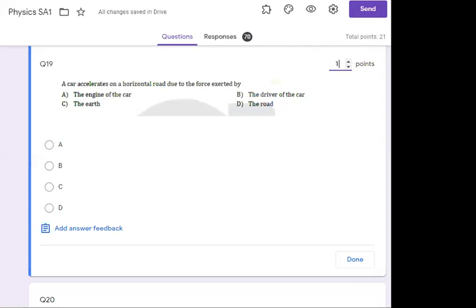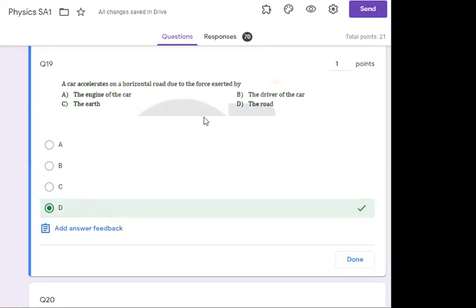Think about it, guys. It is D. Road friction के कारण होता है ना? Friction force के कारण move होता है, right? Friction कौन लगाता है? Yes or no? Everyone. D. Friction. The car. Yes.